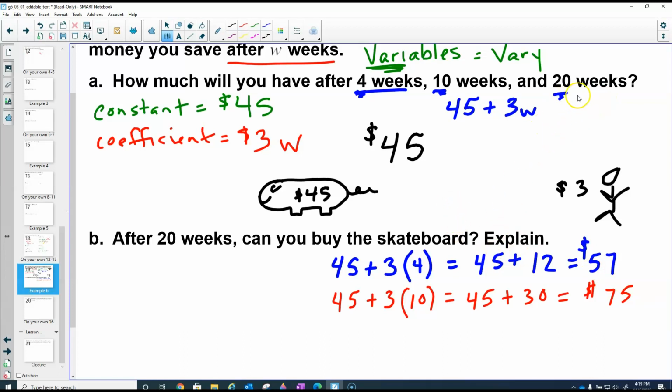Now let's see about 20 weeks. Again, I have a variable. It varies. That's what we are doing right now. They are varying. So doing PEMDAS, I need to do the multiplication first. So I have 45 plus 60. I would have 100.